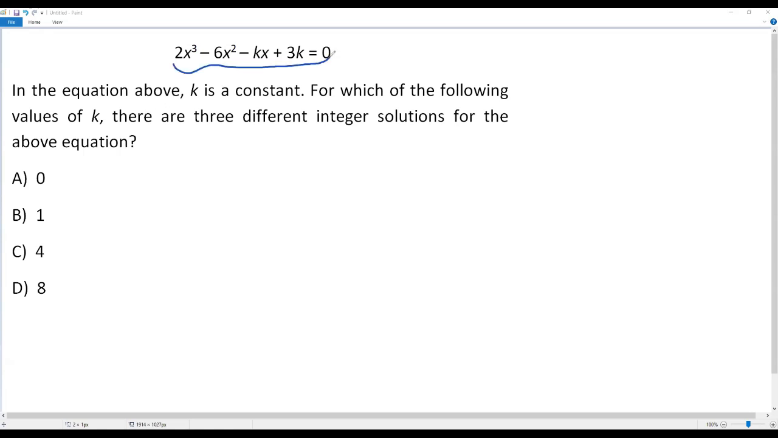Okay, in this equation, x is a variable. Actually, the solution is nothing but the value of x. That is, in this equation, we have three different integer values for x. And according to that, we have to find the value of k in the given answer choices.